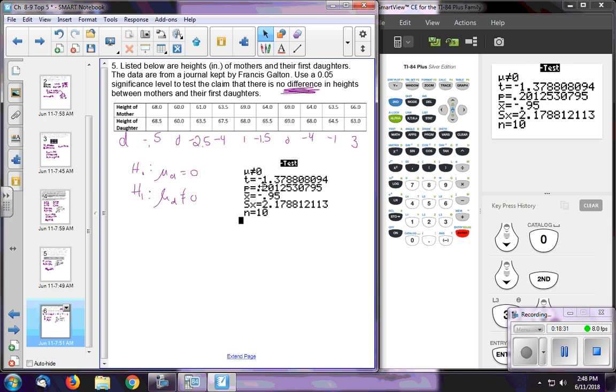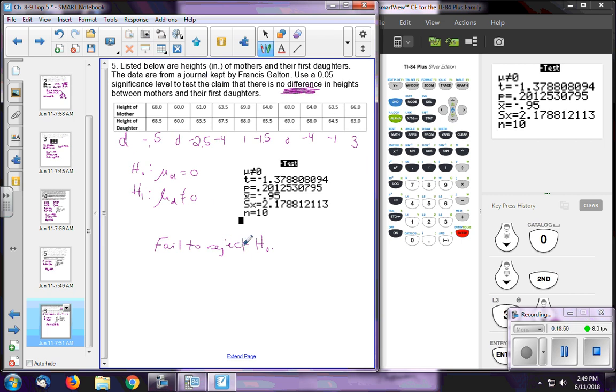Here we get a t-test value of negative 1.379 and a p-value of 0.201, which means that we fail to reject our null hypothesis, which supports what we were testing.